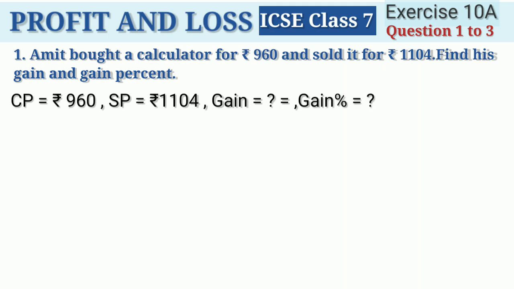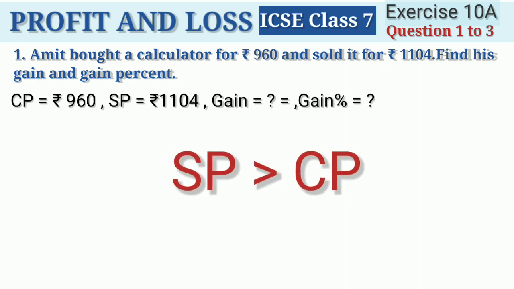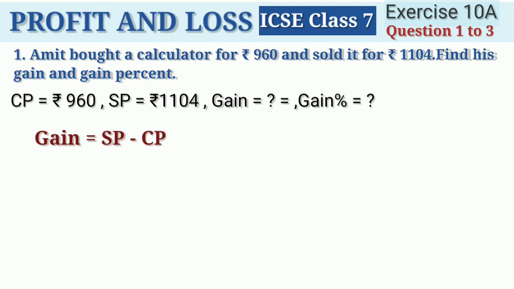When selling price is more than cost price, there will be gain or profit, and to find gain or profit, the formula is gain equals SP minus CP, selling price minus cost price. So we will substitute the values. We have 1104 minus 960, which comes to rupees 144. So gain equals 144.